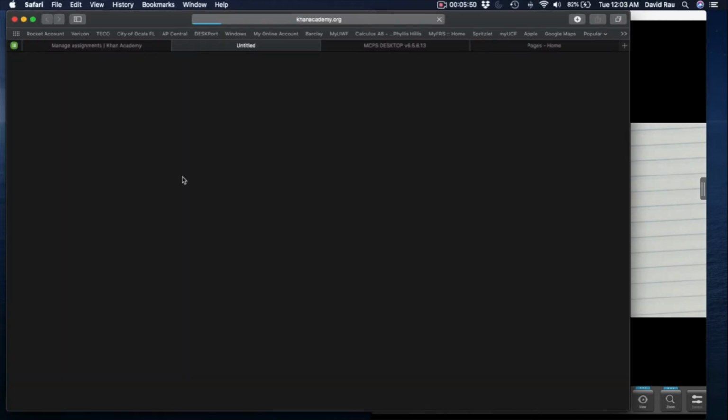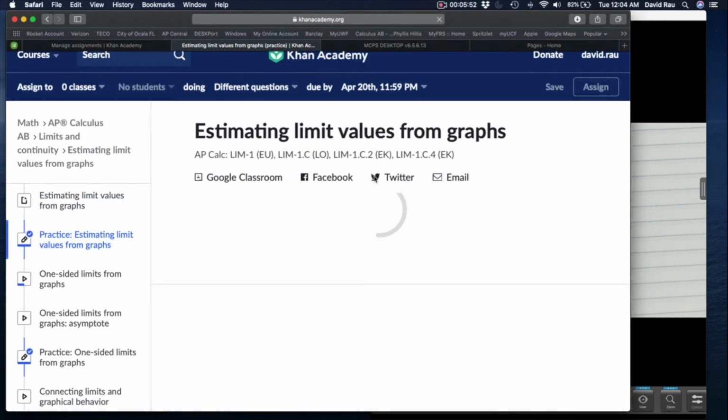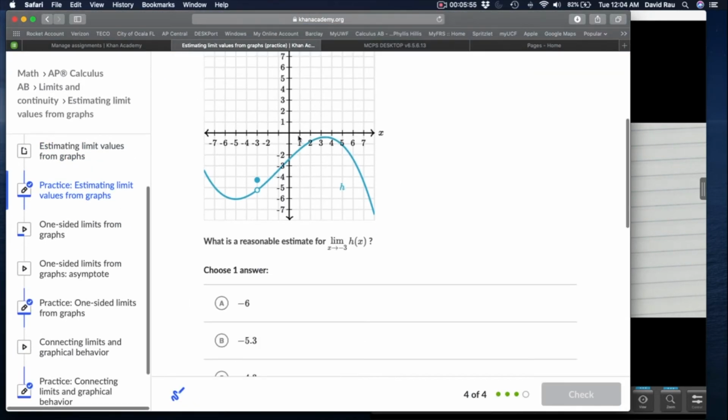We'll do estimating limits from graphs. Now we're looking for general limits, and you can see that because there's no plus or minus here. The idea is now you need to consider what's going on when you look at it from both sides. So if you want to approach -3 from the left-hand side, it's approaching this value right here, which is just a little bit below -5.